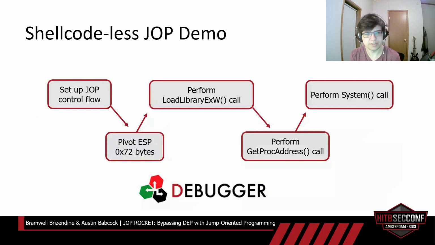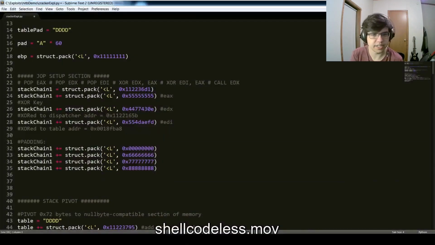So again, for another overview of what we're doing, we're going to set up our JOP control flow, we're going to pivot ESP, we're going to perform our function calls, our LoadLibrary is going to give us the handle, our GetProcAddress is going to give us the address of system, and then our system call will be our actual final malicious action. We'll take a look at our demo here.